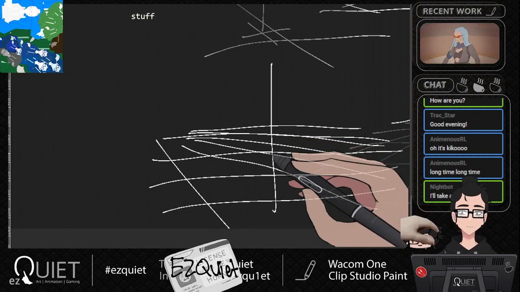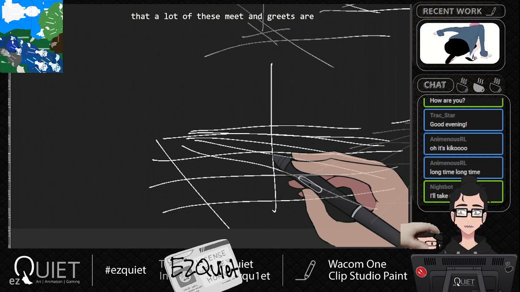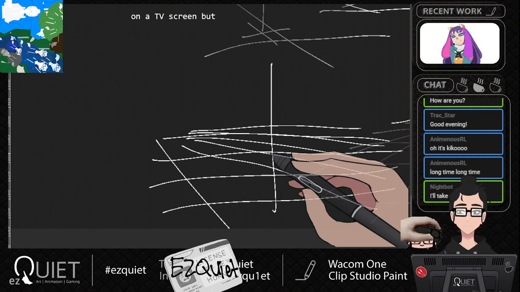And they have these meet and greets, these talks. The way that a lot of these meet and greets are presented is like you have the liver and they're on a TV screen. But imagine if they were on a hologram. Because it's pretty accessible.